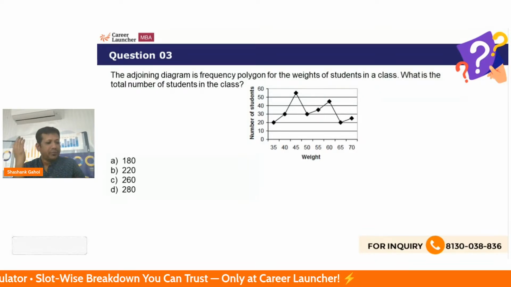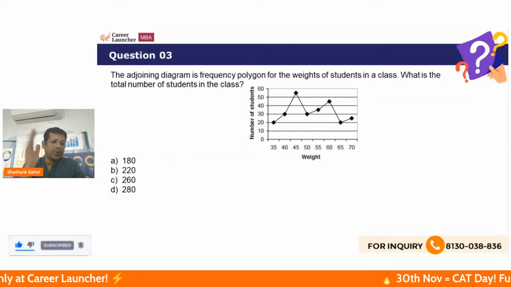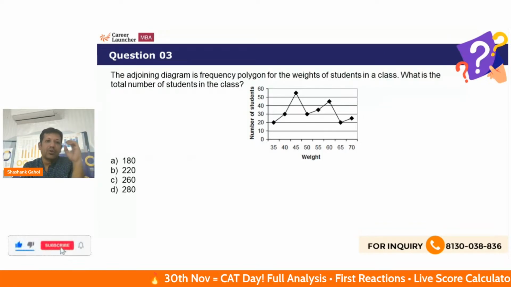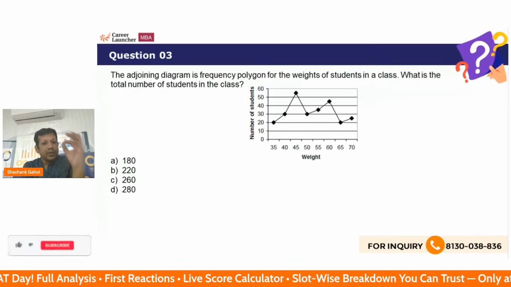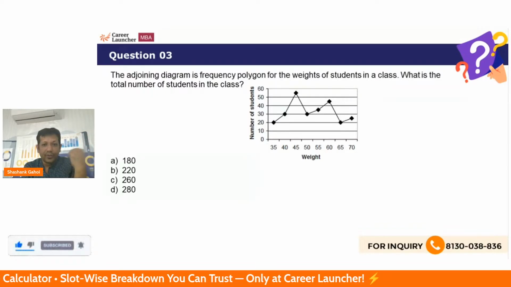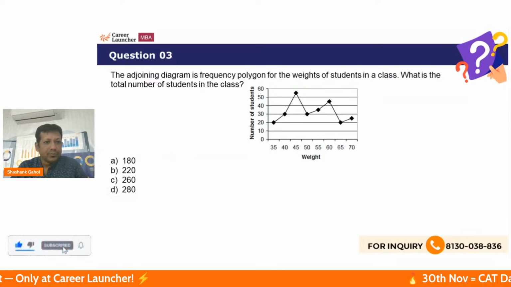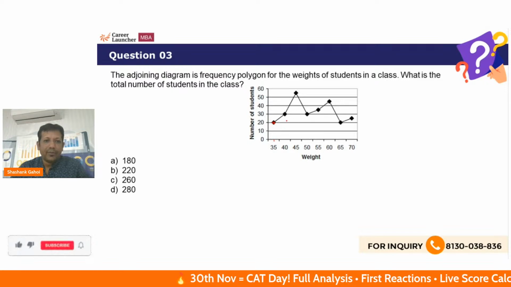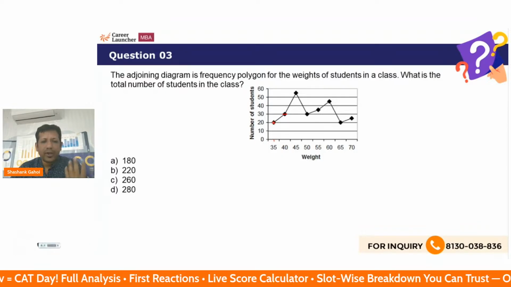So if you simply look at the data, the horizontal line is talking about weight, the vertical line is talking about the number of students. So basically it says 20 students have a weight of 35. 30 students got a weight of 40. 55 students got a weight of 45. 30 students got a weight of 50. That's what it says. So if I'm looking for the total number of students in the class, I'm just going to add up all the numbers.